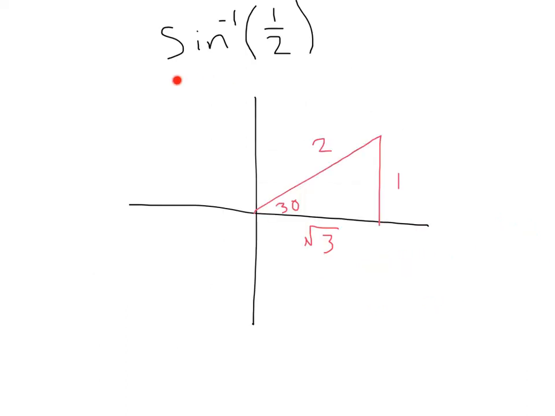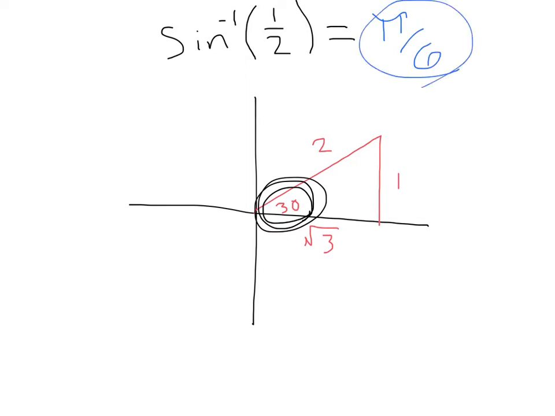So if I wanted to evaluate sine inverse of 1/2, we'll go ahead and draw our triangle like we did in the last video. And here I have my angle of 30 degrees or pi over 6. This sine inverse, because it's an inverse function, my answer is going to be this angle. And let's go ahead and write that in radians. This would be pi over 6.